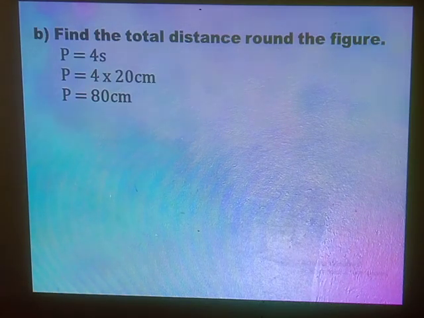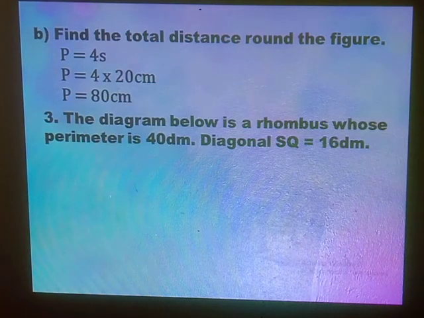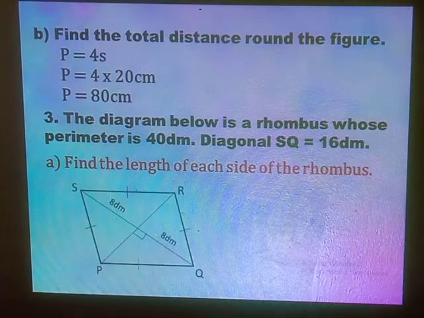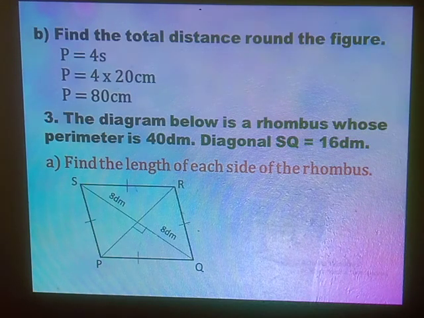Let's look at our final example. The diagram below is a rhombus whose perimeter is 40 decimeters. Diagonal SQ is equal to 16 decimeters. Find the length of each side of the rhombus. And the rhombus is there. This time we are not given area. You have to be very careful. We are given the perimeter of the rhombus. So you can see up there, we have the formula of finding the perimeter, so you have to look at that. Don't forget that. This time we don't have the area. So find the length of each side of the rhombus.